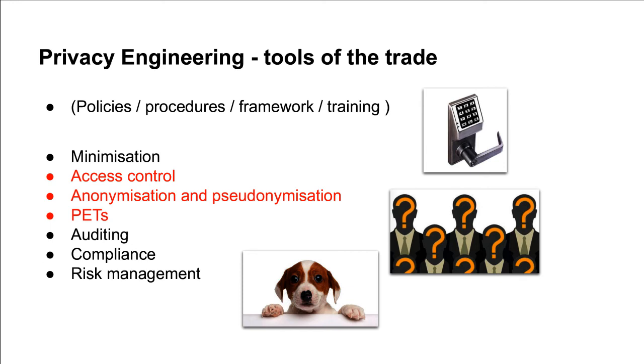We can really keep track of access control. In other words, we minimize access to our data to only those people that should have access to it. We bring in better forms of anonymization and pseudo-anonymization. We start to use PETs, privacy-enhancing technologies. We'll use auditing, we'll use compliance, and we'll also make use of risk management.